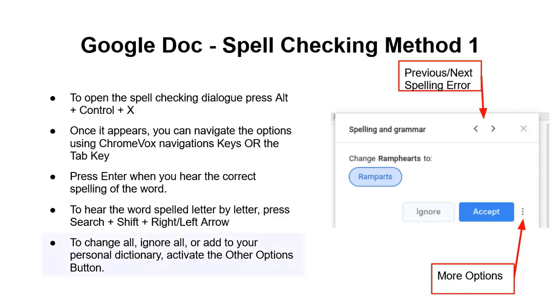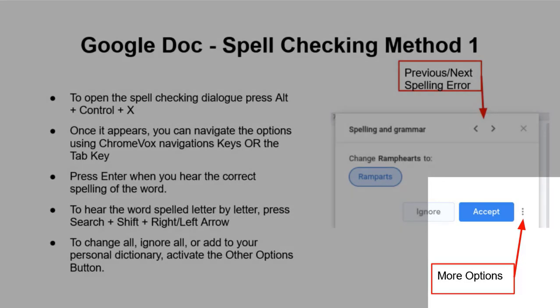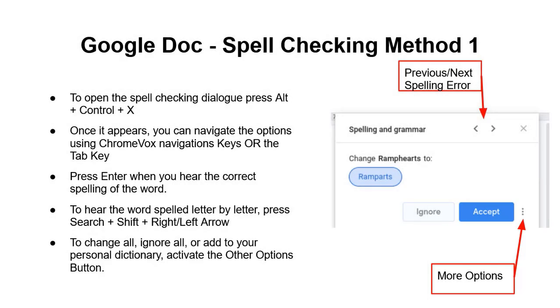To change all, ignore all, or add it to your personal dictionary, you're going to activate the Other Options button that is noted with the arrow, and it's just those three vertical dots. That's the More Options or Other Options menu.